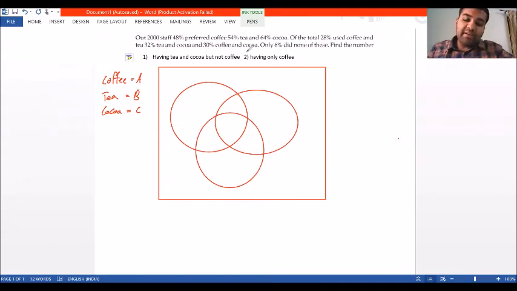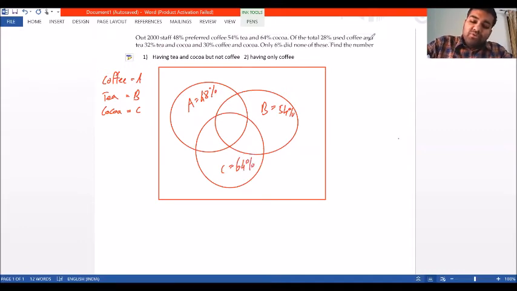Find the number having tea and cocoa but not coffee. And the second part of the question is having only coffee. So I have considered coffee as A, tea as B, and cocoa as C. Coffee amounts to 48 percentage, B amounts to 54 percentage, and C amounts to 64 percentage.